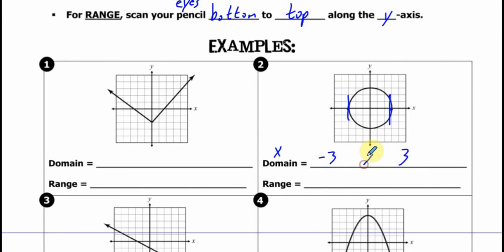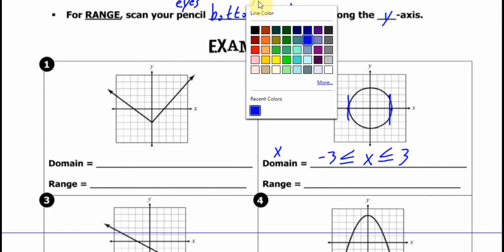So we want to say x, which is the domain. Of course, all these numbers in here being between -3 and 3 means that they're smaller than 3 because they're to the left of 3. They're bigger than -3 because they're to the right. So we want to say x has to be less than or equal to 3, but at the same time, x has to be greater than or equal to -3. And then for the range, I'm going to do the same thing. I'm just going to change the color here.